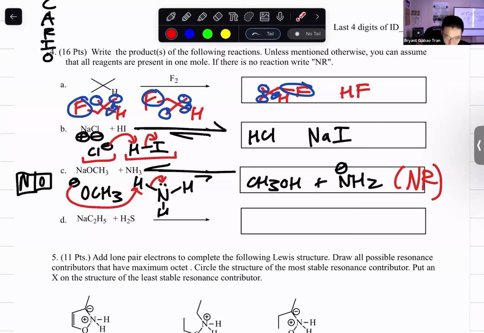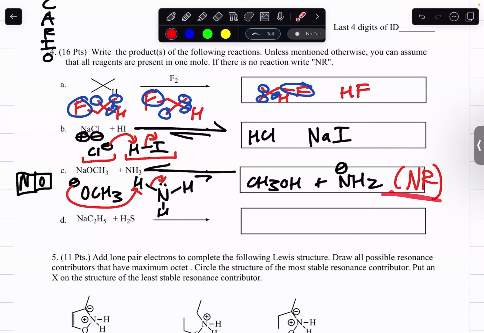But there is technically a reaction happening here, so this no reaction is not fully correct, because there is actually a reaction happening, but in low amounts, right? Let's say if the reaction does happen, it's going to go back to what it was before. So that's why they say no reaction.